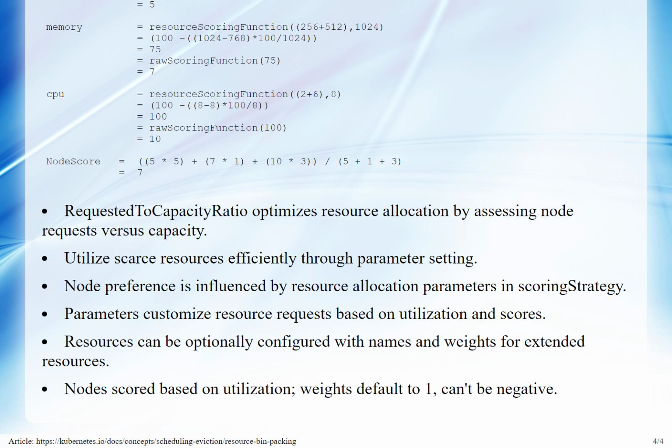Scoring assigns a node a score of 0 for 0% utilization and 10 for full utilization. Adjustments can favor least requested resources by reversing scores. Weights default to 1 and can't be negative.